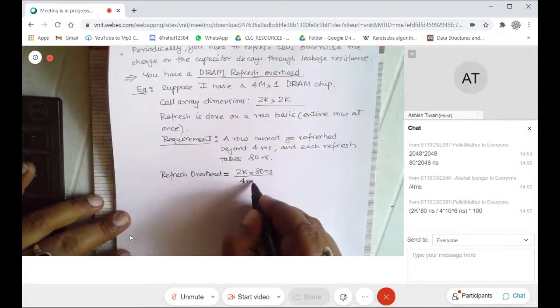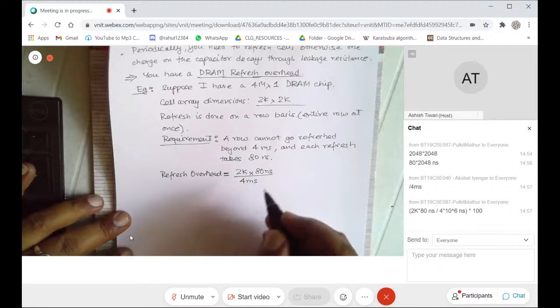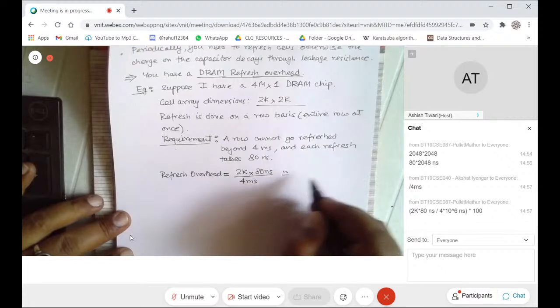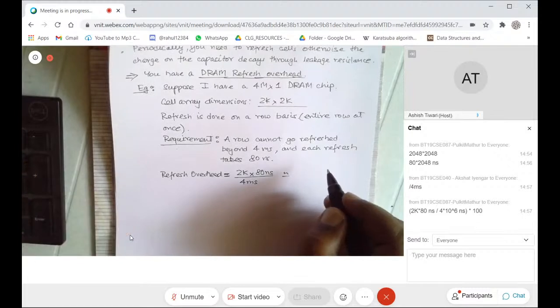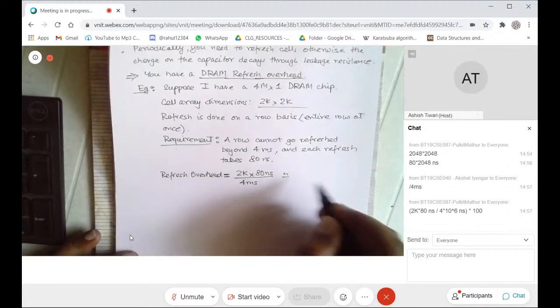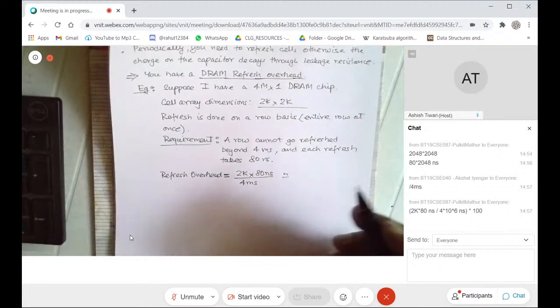So you should properly do that, right? And how much do you get as a percentage? You can try to figure it out. That is a fraction. You multiply by 100, you will get it as a percentage. So somebody can try calculating.